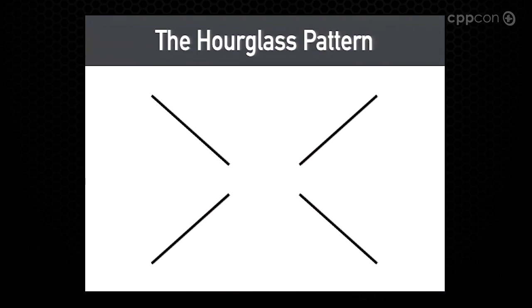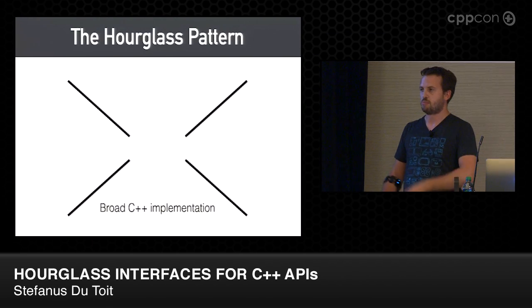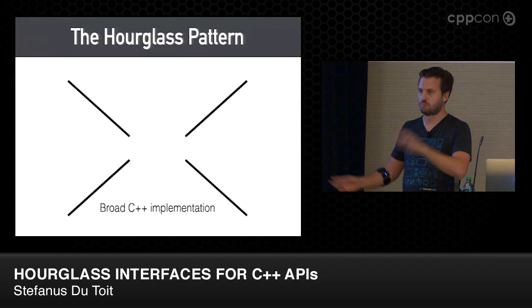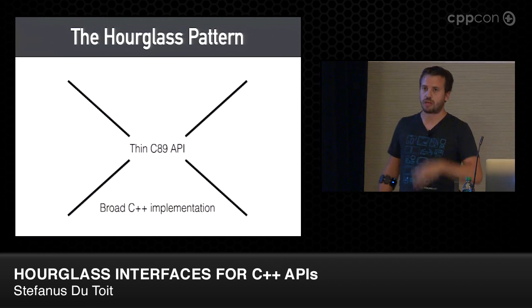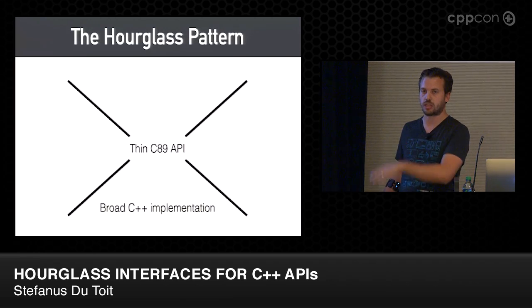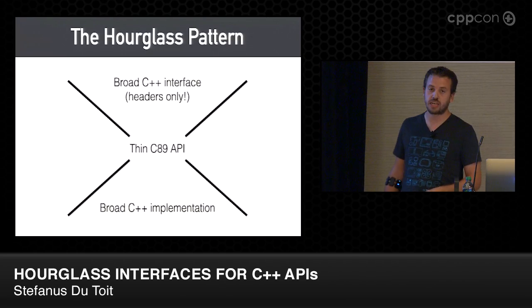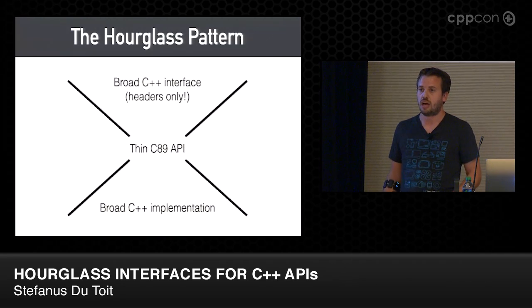So we'll abstract that away. And what we do in the hourglass pattern is actually very simple. We take a bog standard C++ implementation that has all kinds of cool things in it, and maybe it uses lots of OO, or maybe it's all templates, or whatever the case may be. We wrap that in a thin C89 API, not C99 or C11 or something like that, C89, the good old classic. And we stick on top of that a nice C++ interface so that my clients don't have to use C. And potentially we might stick other interfaces on there as well.